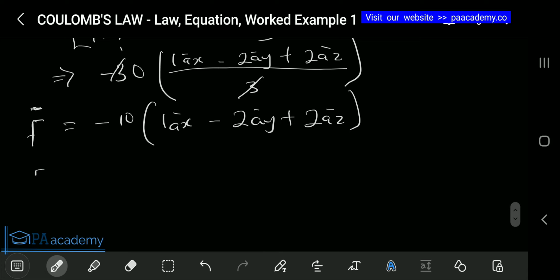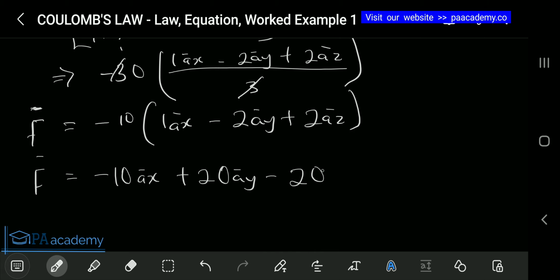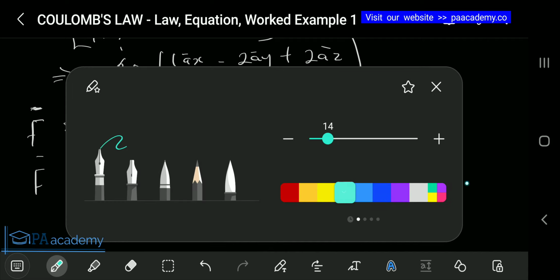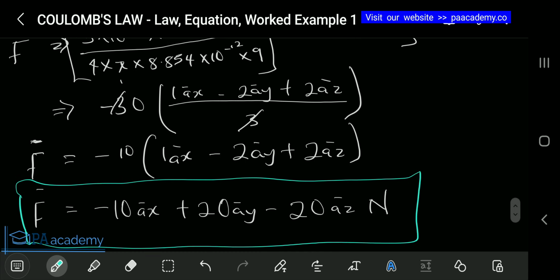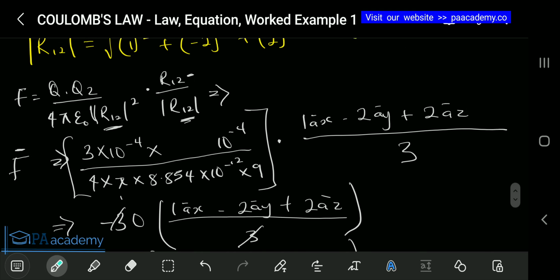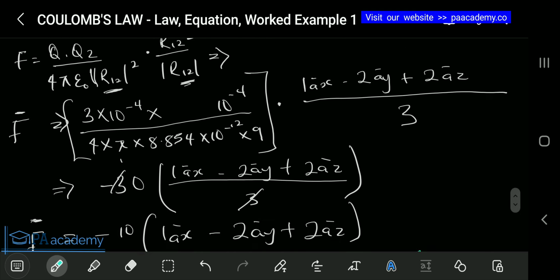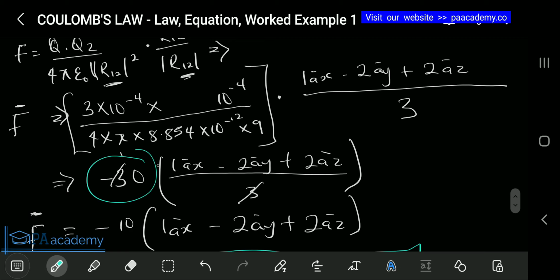So if you open the bracket, you are going to be having minus 10ax plus 20ay minus 20az, and don't forget the unit will be in Newton, and this that we are having right here is the force exerted on it. So now, like I said, if you are calculating the force in vector form, don't forget to add this bar. But if you are just asked to calculate the force and it's not in vector form, definitely you are going to be getting your answer to be minus 30.